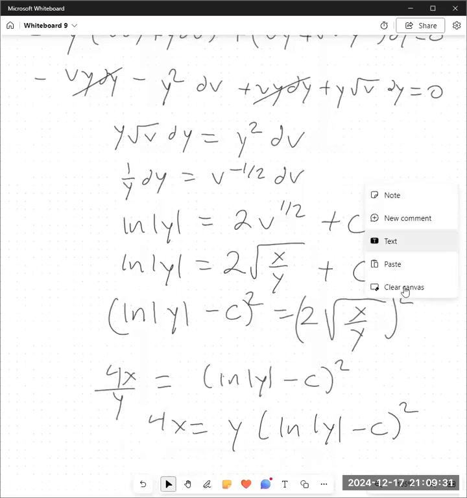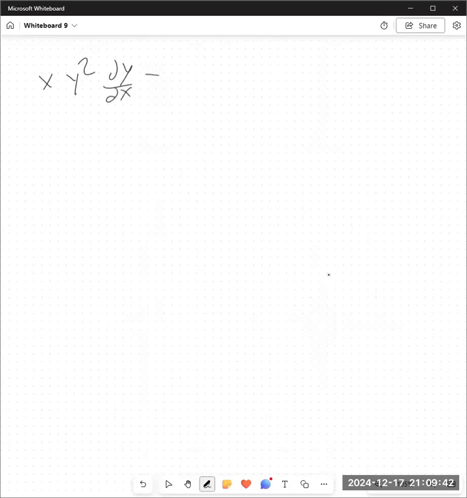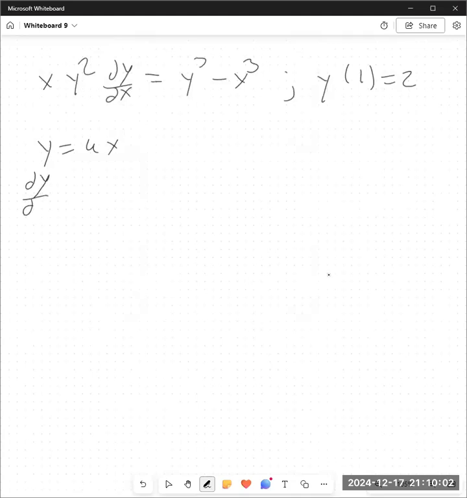Let's do one initial value problem here to wrap up. That is based off of this: x y squared dy dx is equal to y cubed minus x cubed. And we're told that y of 1 is equal to 2. I see a dy dx in this problem, so that tells me I probably have let y equal ux. Dy dx is going to be u plus x du dx. So let's make this substitution here.